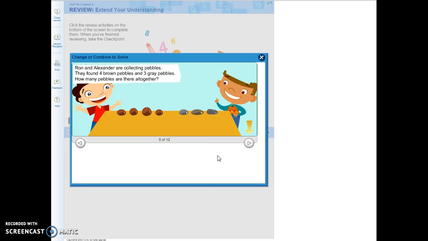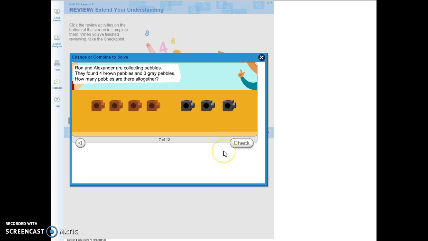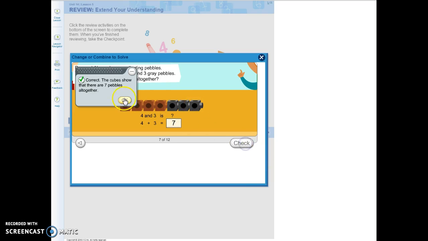Ron and Alexander are collecting pebbles. They found 4 brown pebbles and 3 gray pebbles. How many pebbles are there all together? 4 and 3 more. Let's count them together. We know 4, 5. I'm using my counting on strategy. 5, 6, 7. 4 plus 3 is 7.